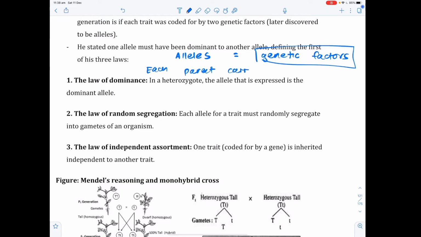So each parent carries 2 genetic factors, all alleles. This is kind of like the first sentence for the law of dominance. Each parent carries 2 alleles, one allele would be dominant. But remember again, he had no clue what alleles were.